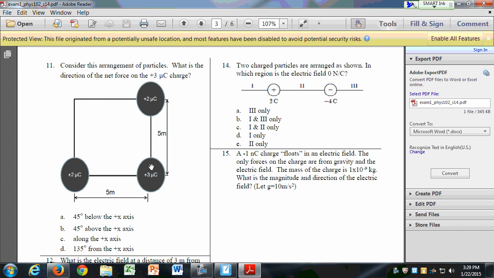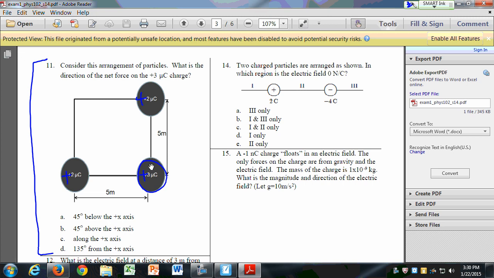Okay, so here's a simpler problem. We have this arrangement of particles, and this is spring of last year, 2014, exam 1. I have these 3 particles, and I just want to know what is the direction of the net force on the 3 microcoulomb charge. So the direction of the net force on this charge. And I have a positive charge here, a positive charge here, and a positive charge here.